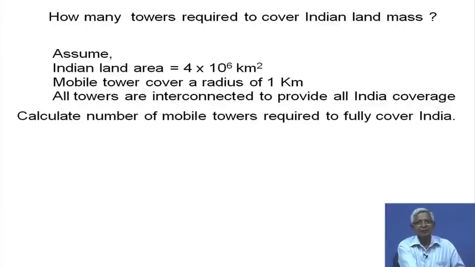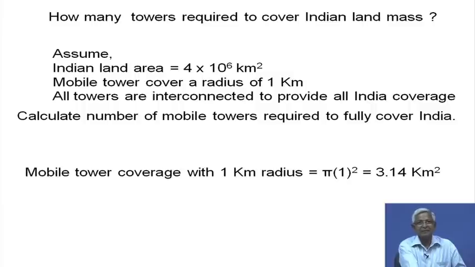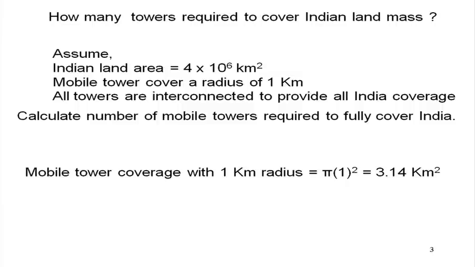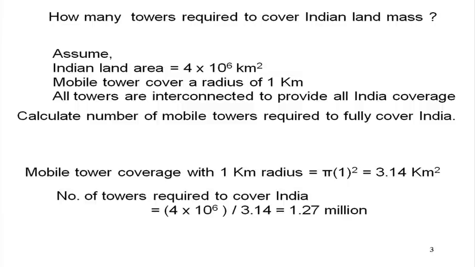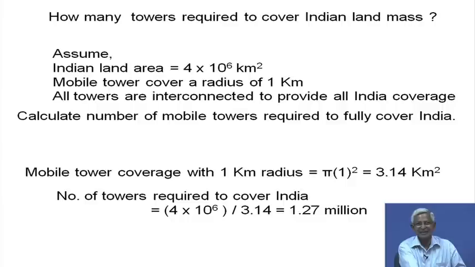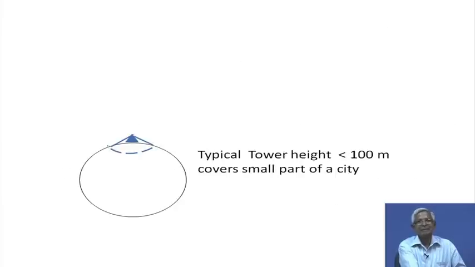We have to calculate the number of mobile towers required to fully cover India. A mobile tower coverage can be calculated as pi r square, with 1 kilometer radius. So, it is 3.14 square kilometers, and our Indian land area is given as 4 million square kilometers. Divide by that number and you will get a fantastic number. 1.27 million towers are required, almost impossible. This is just a fun calculation.